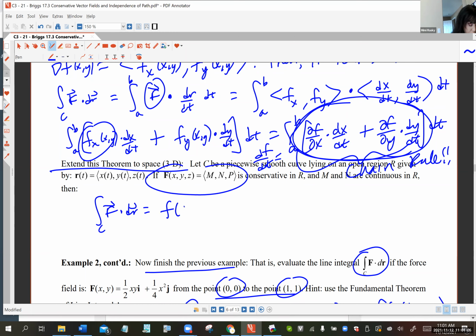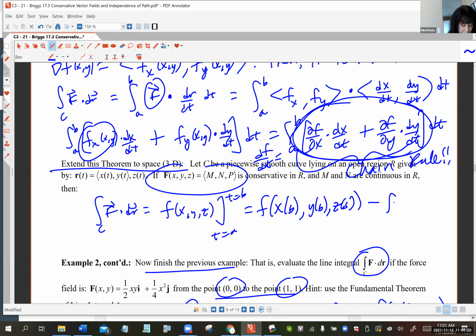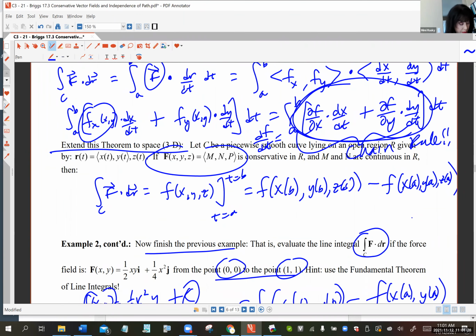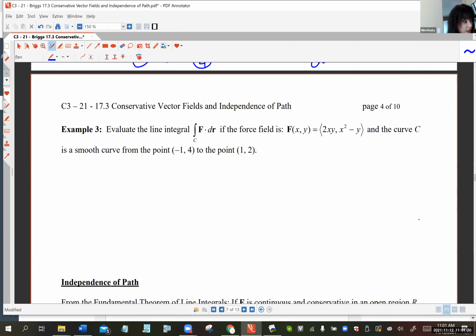Once you get the potential function f, which will be a function of 3 variables, you certainly can evaluate between the starting and stopping points. And you'll get f evaluated at the ending point minus f evaluated at the starting point. And it'll work. Yay. So that's nice. Okay, now let's do an example. Example 3, it's not very hard. It's relatively easy. Let's evaluate this line integral.